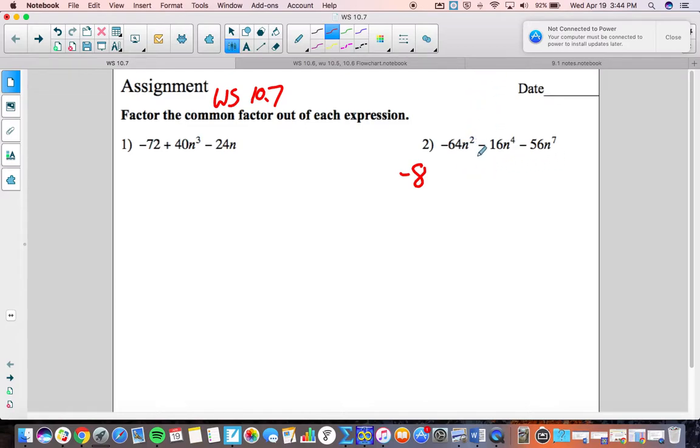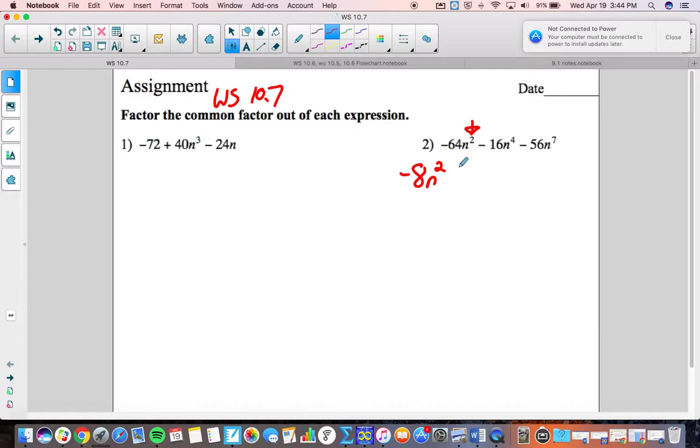And then is there a variable we can factor out? Well, they all have n's, which means I can factor out an n. And then to do the greatest common factor, you have to look at the smallest exponent and factor that out. So I'll factor an n squared out.